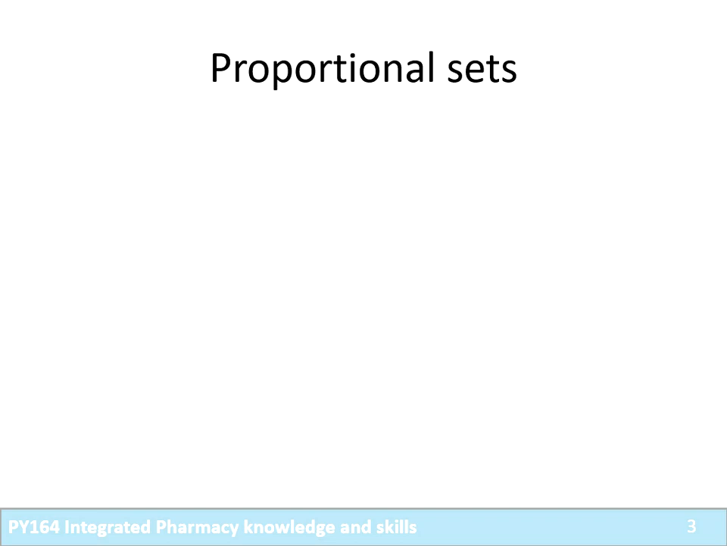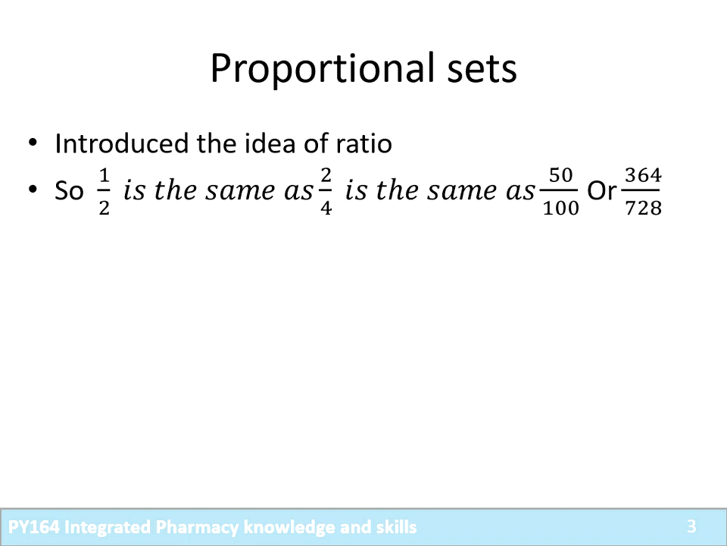And the idea that it presents in the book is that of proportional sets. And this is really talking about what a ratio is. So it gives you a series of numbers, and this might be one of those series of numbers. 1/2 is actually the same ratio as 2/4. That's the same ratio as 50/100 or 364/728. So the relationship stays the same in those proportional sets.